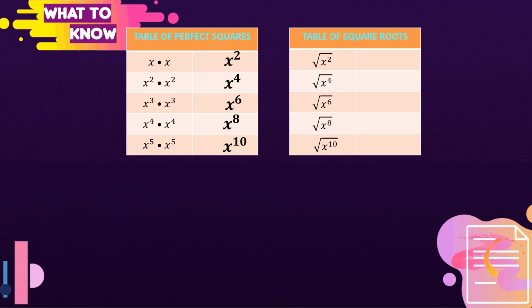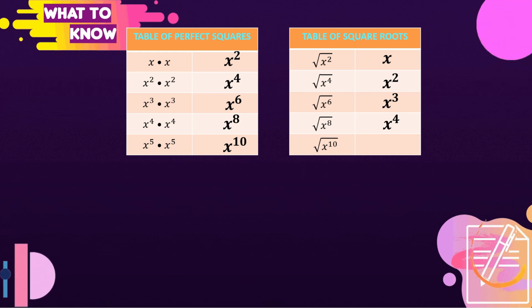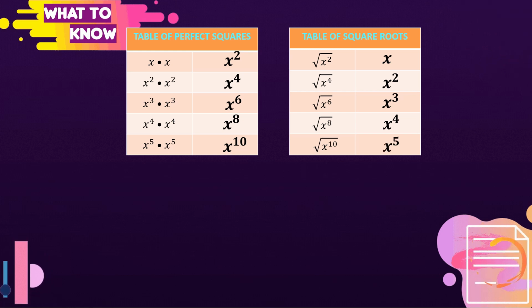Next, we have the table of square roots given. Square root of x squared equals x. Square root of x to the fourth equals x squared. Square root of x to the sixth equals x cubed. Square root of x to the eighth equals x to the fourth. Square root of x to the 10th equals x to the fifth. So what did you observe?